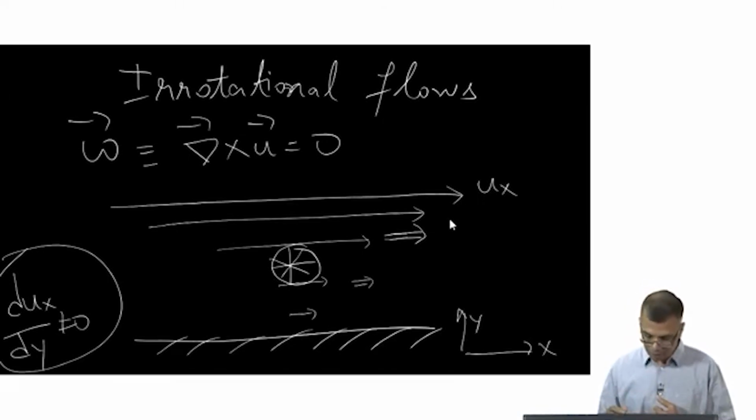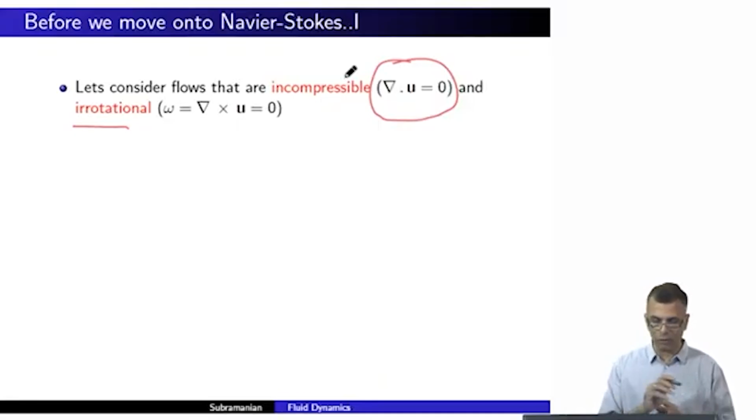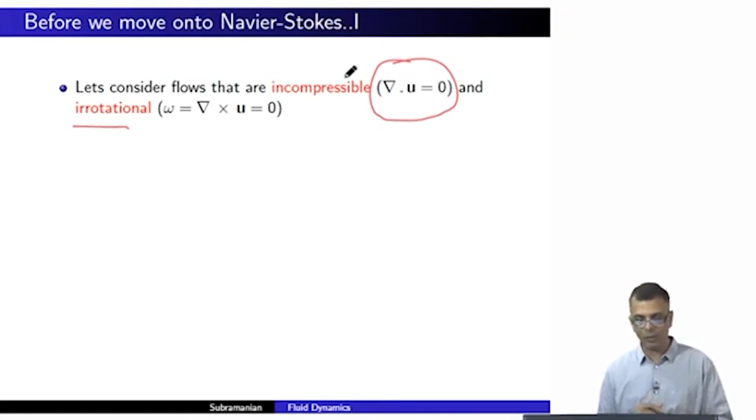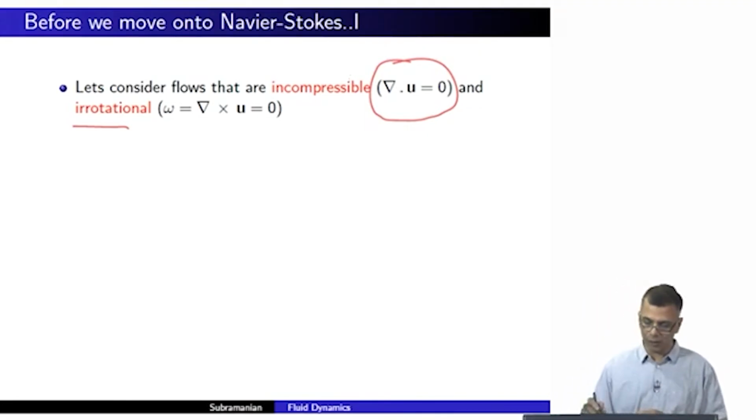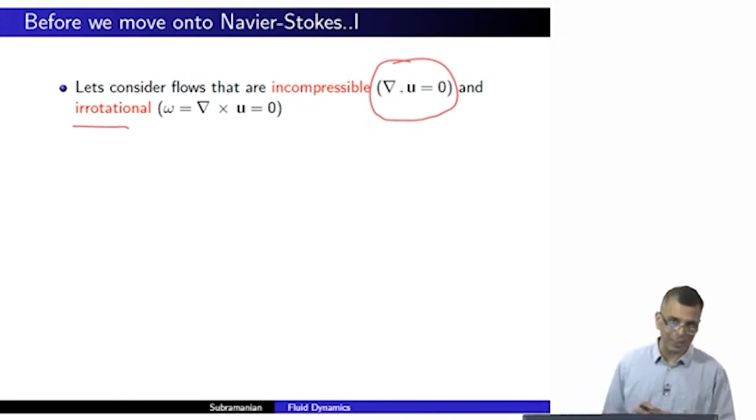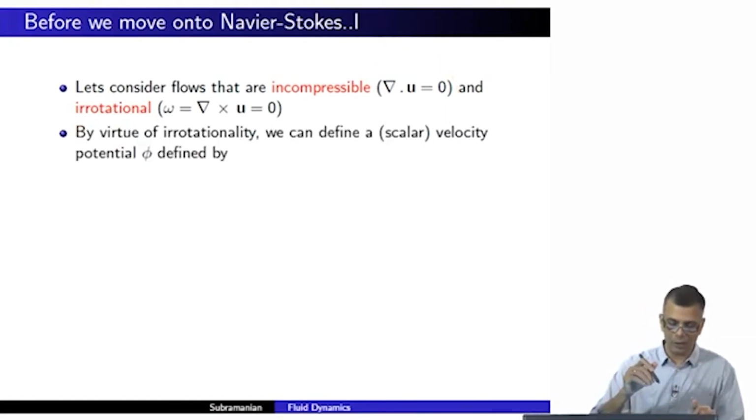So let's consider situations where both of these are true: a flow that's incompressible and also irrotational. This is not just for mathematical convenience. Well, part of it is really. There are many elegant solutions that can be derived using these two conditions, but it's also something of great practical importance in many situations. So let's consider a situation where both of these are satisfied.